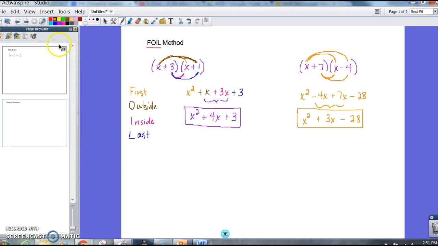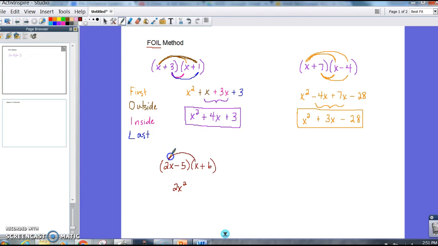Let's go ahead and let's do 2x minus 5 times x plus 6. Okay, again, just because there's a 2 in front here, that doesn't change how you do anything. You're still going to follow this format. So my first two terms, I've got 2x and x. That gives me 2x squared.